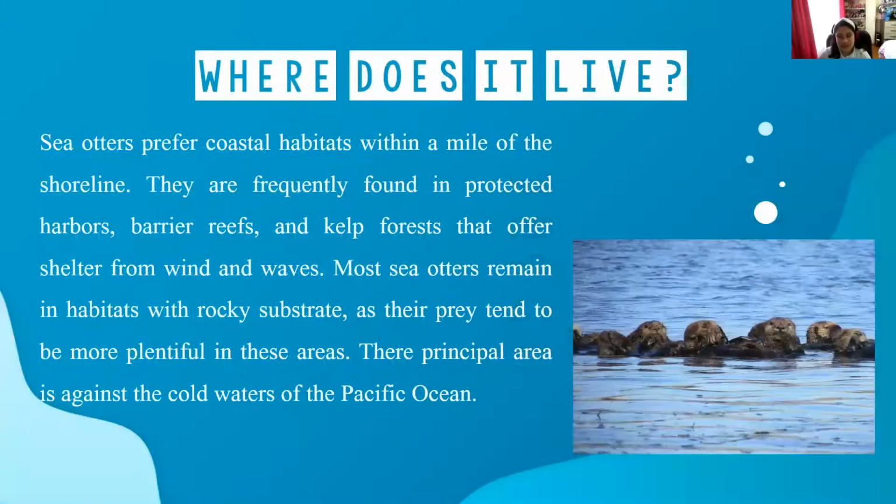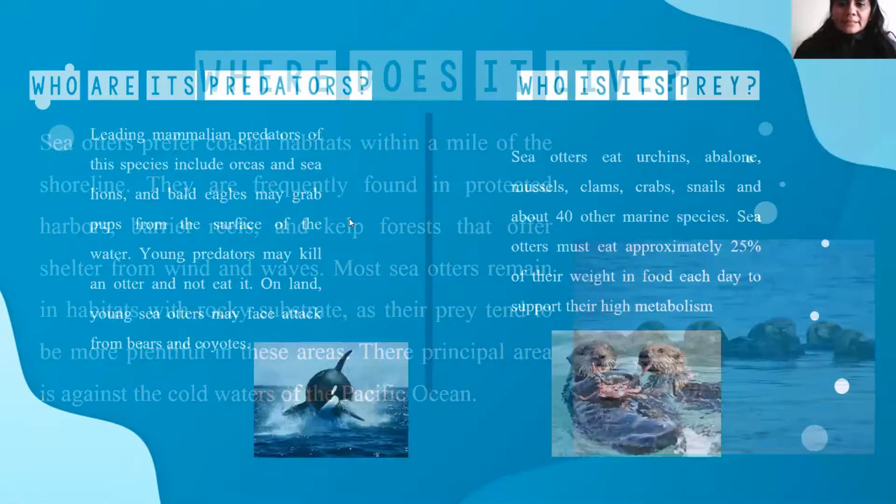Where does it live? Sea otters live in the middle of the Pacific Ocean, especially on the coast, because as I said in the characteristics, they have legs to move on land, so sometimes they come to the coast and walk there. Most sea otters remain in habitats with rocky substrate as their prey tend to be more plentiful in these areas. Stop. Silvanita, back.